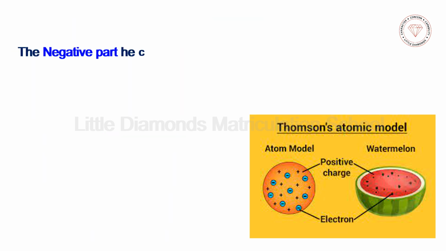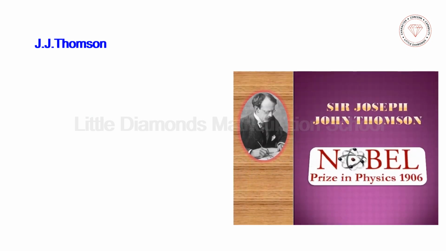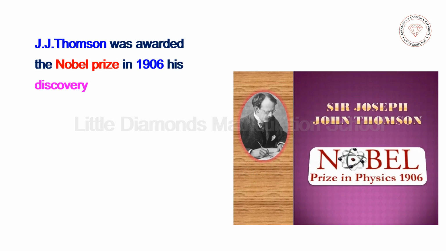He called the negative part the electron. He said that the negative charge was equal to the positive charge, and so the atom had neutral charge. J.J. Thomson was awarded the Nobel Prize in 1906 for his discovery of the negatively charged electrons in an atom.